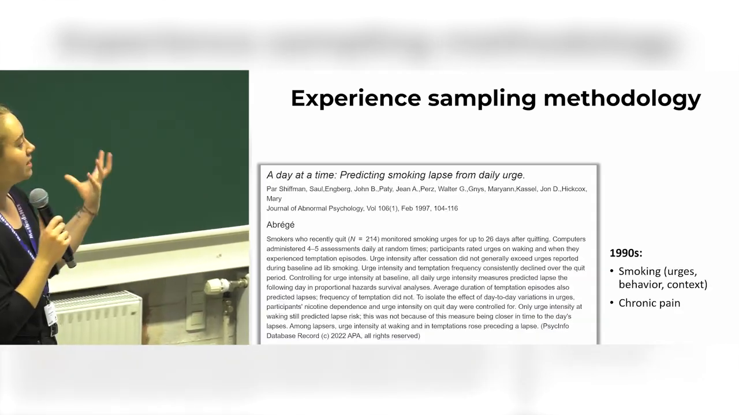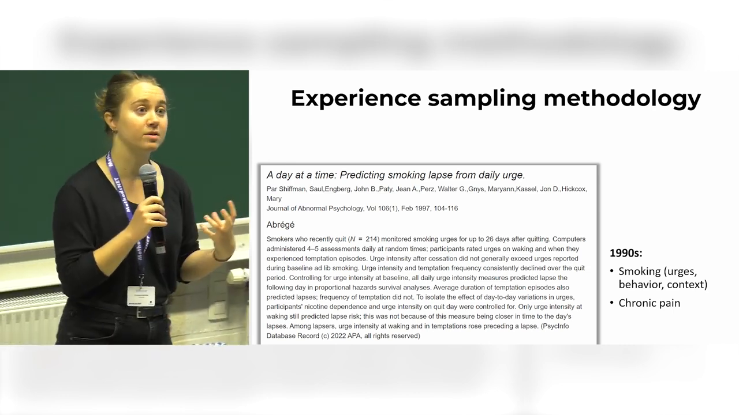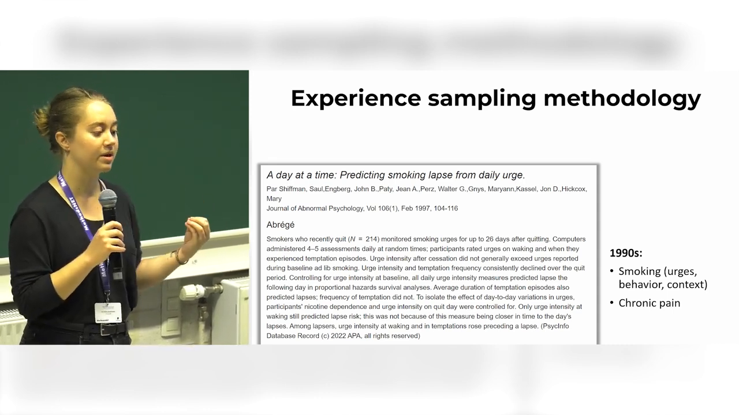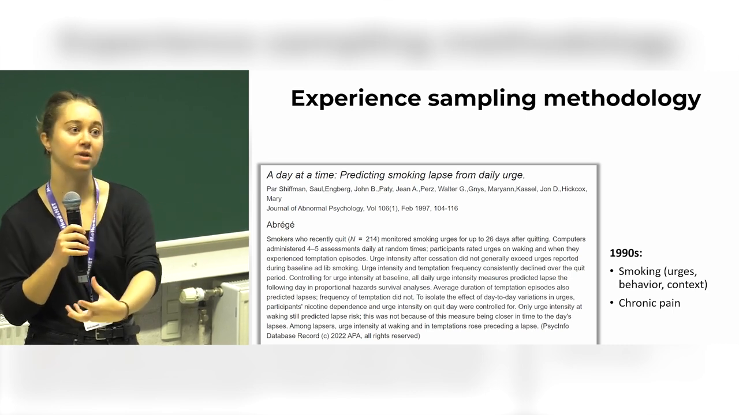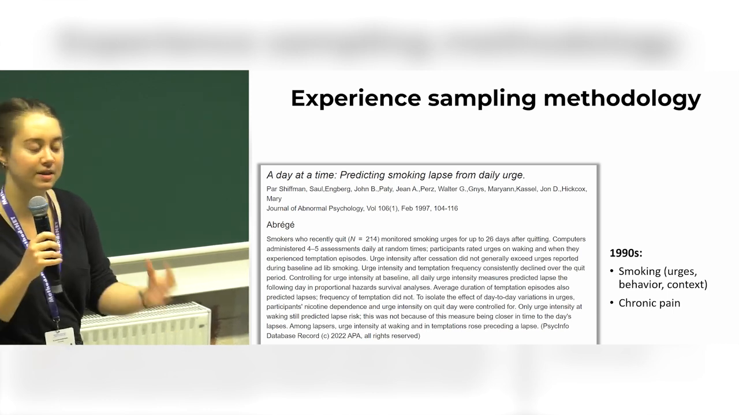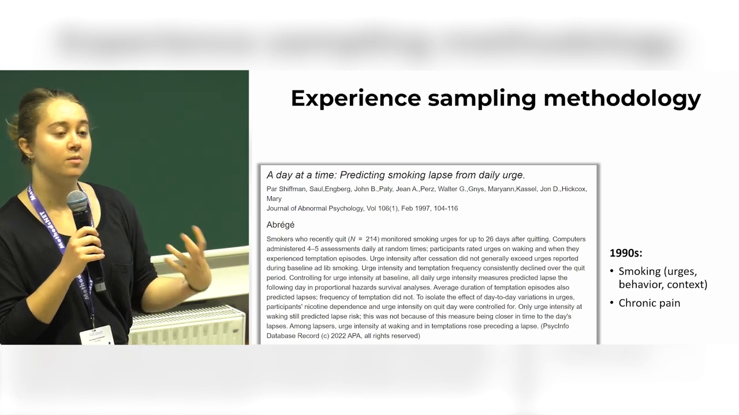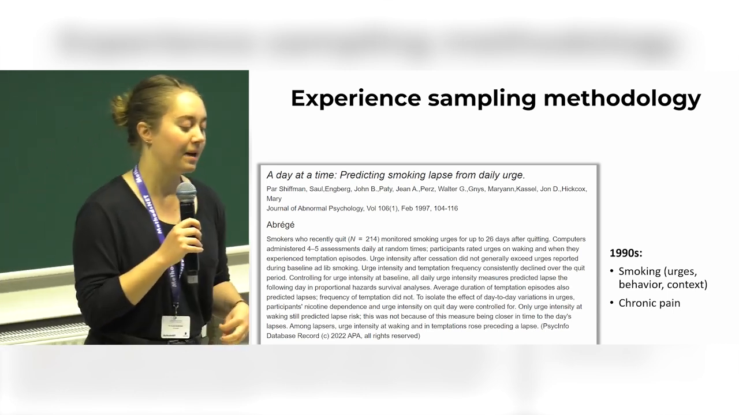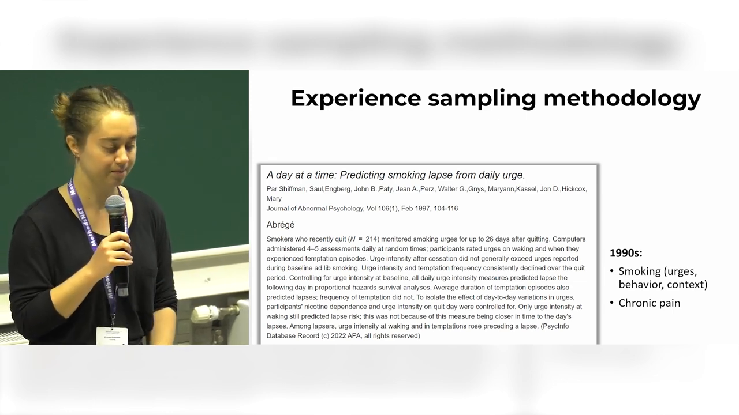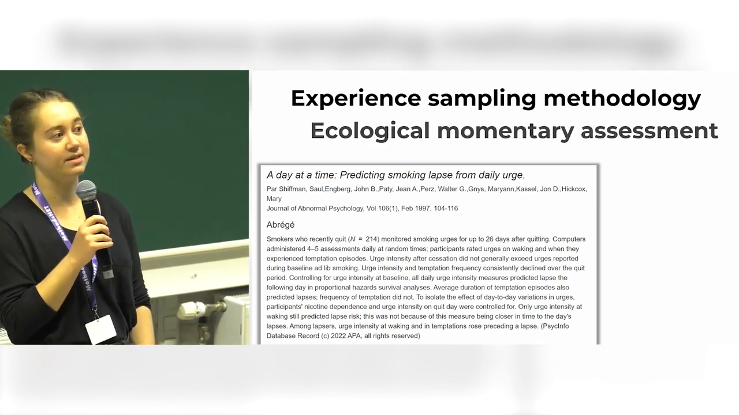Then, in the 1990s, this kind of method was used again, here more with things like smoking, so really looking at urges, looking at behaviors, and looking at context. So if someone's smoking a cigarette, are there specific contexts that it's more linked with? Are they doing it after urges? Or are there specific links that the urges have to different things? And the same lab also looked a lot at chronic pain. So when different people are feeling pain, how is it evolving over time, and is it linked with specific context or other variables? And this lab called this ecological momentary assessment.